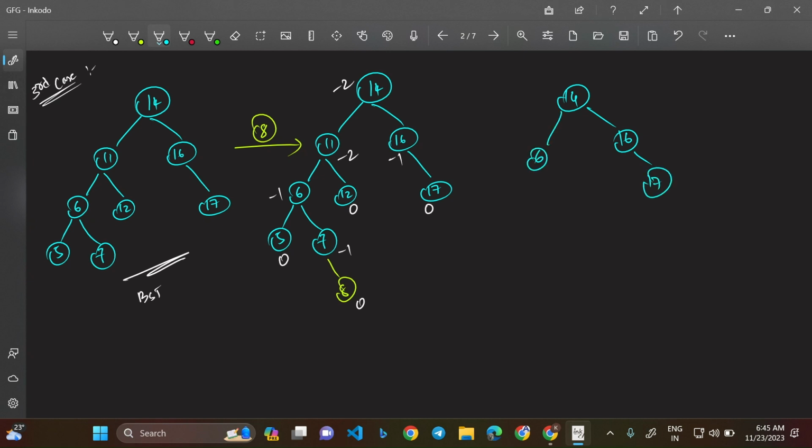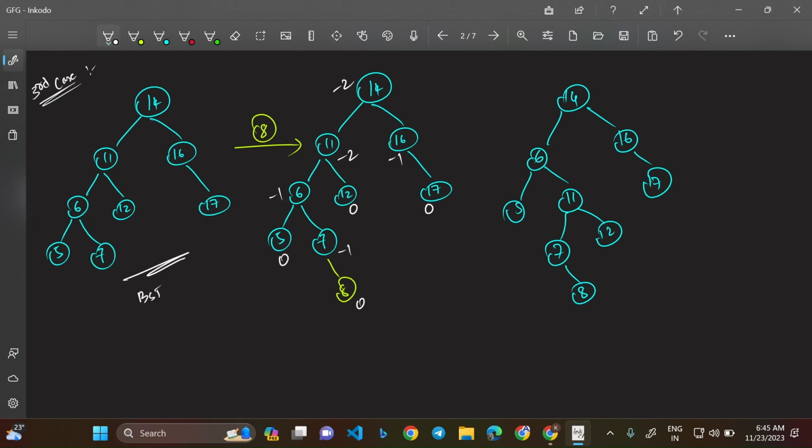If I do the right rotation, I'll have 6 here, 11 here, and 12 here, and to the left of this 6 we can have 5. And to the left of 11 we can have 7, and to the right of 7 we have 8. Now if we carefully observe, is that being solved? Do we have the solution now?